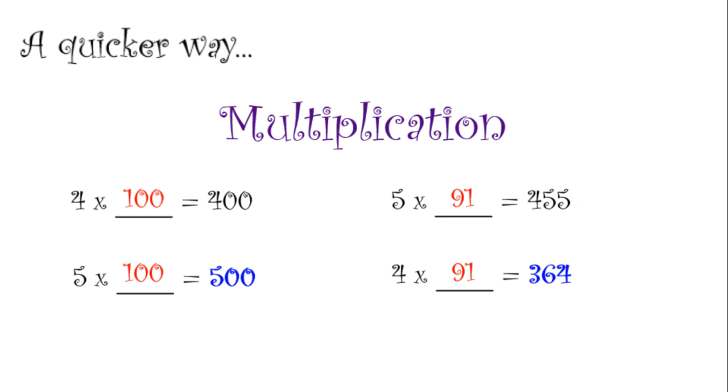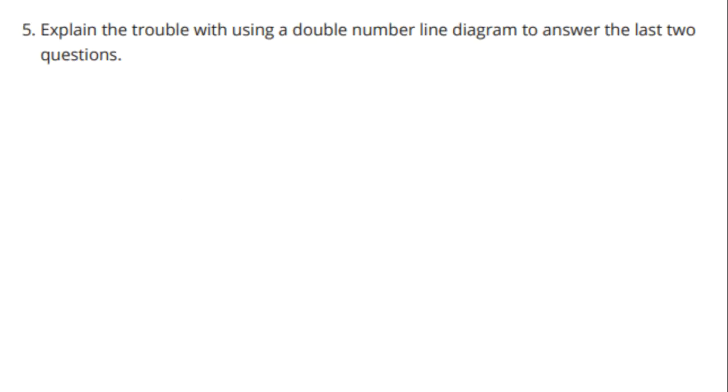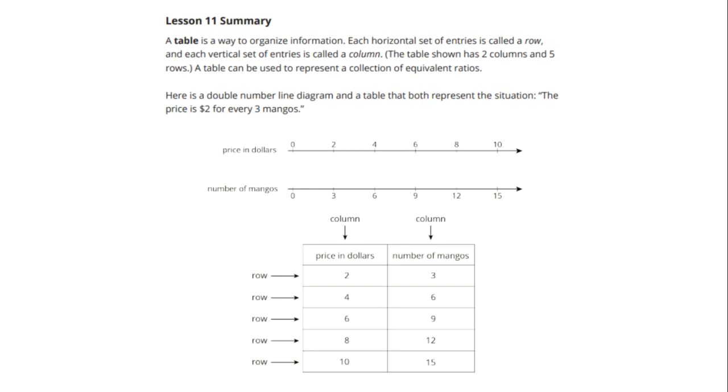Remember, though, to make sure our juice tastes the same, they need to be equivalent ratios. If you multiply the amount of orange juice by a certain number of batches, you would multiply the soda water by the same thing. So your job number 5: why might we not use a double number line to solve those last 2 problems? Think about it. I mean, do you have a piece of paper that is that big to get all the way to 455? I don't know.